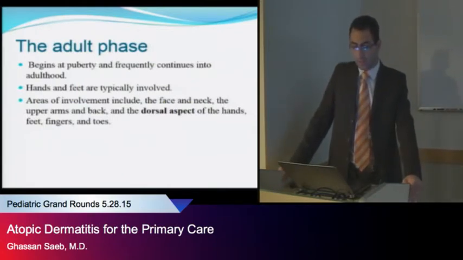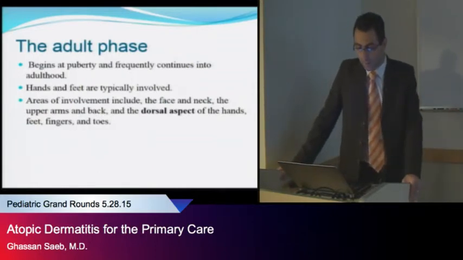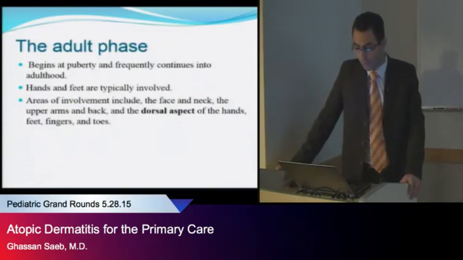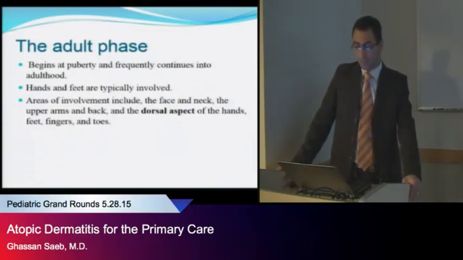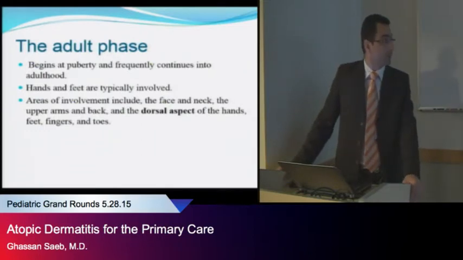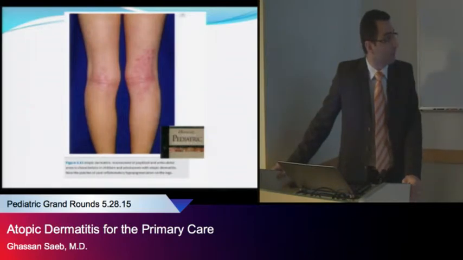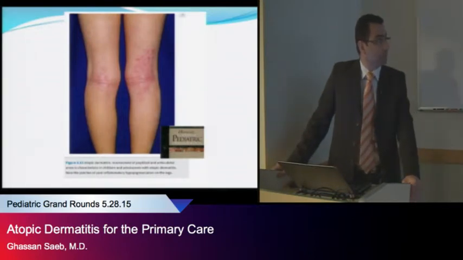The adult face begins at puberty and frequently continues into adulthood. Hands and feet are typically involved. Areas of involvement include the face, the neck and upper arms and back, and the dorsal aspects of the hands, feet, fingers, and toes. This is a typical involvement on the popliteal area.